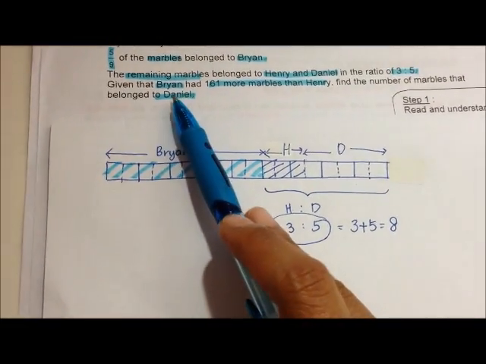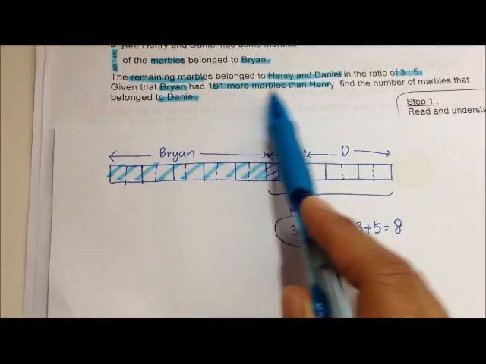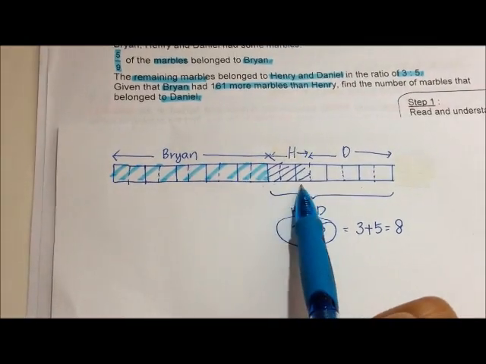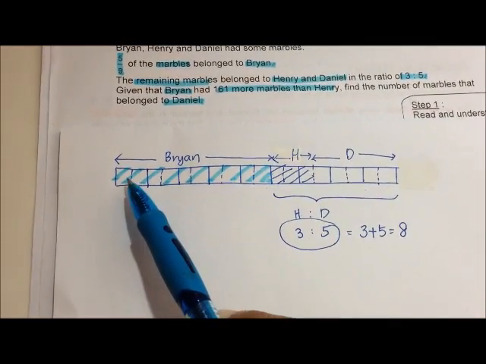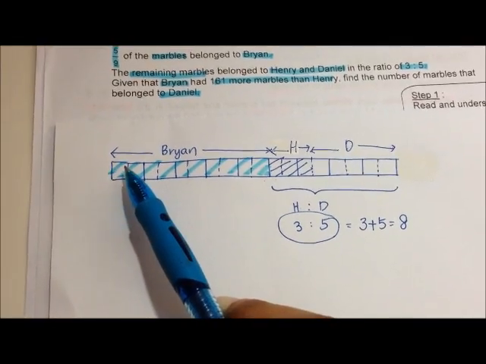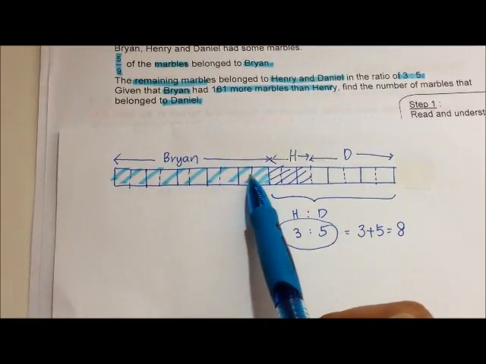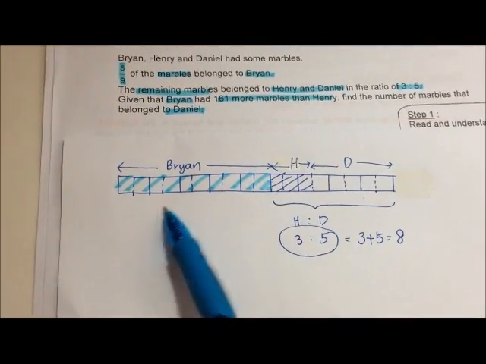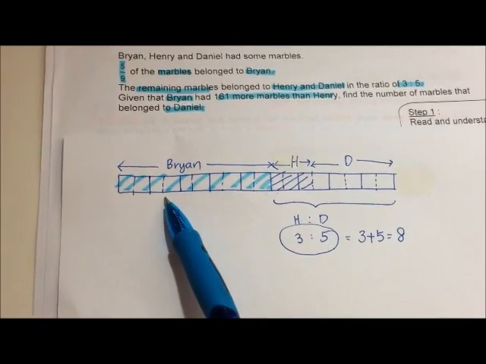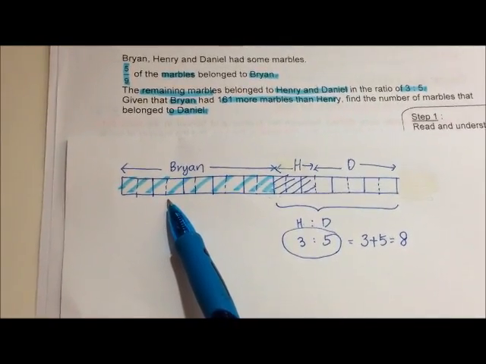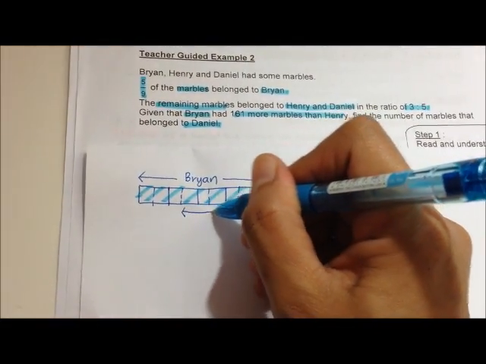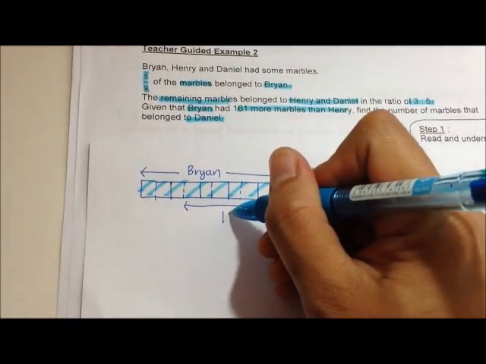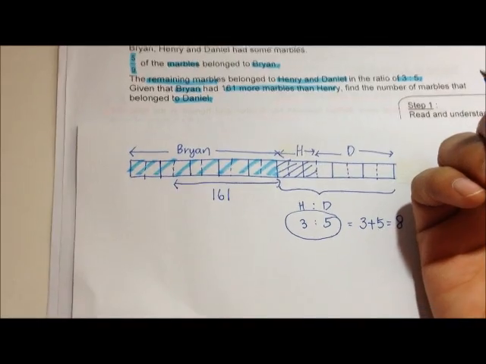Now the question said that Brian had 161 more marbles than Henry. Now let's compare Brian's unit and Henry's unit. Brian has got now how many smaller units? 10. We have 2, 4, 6, 8, 10. And Henry now has got 3 units. So how many extra units does Brian have? Brian actually has 7 extra units than Henry. And this is the extra units here, 2, 4, 6, 7, and this is the 161 marbles.